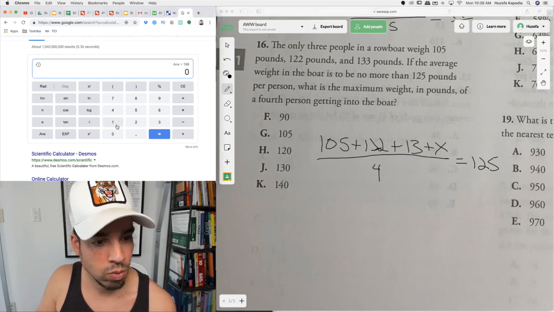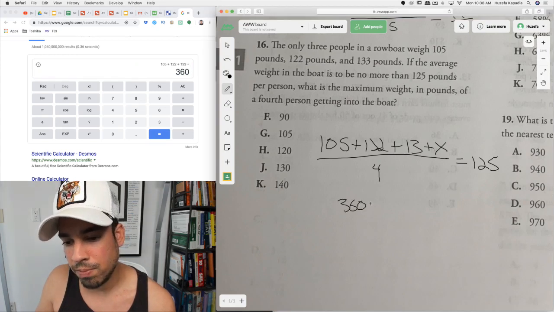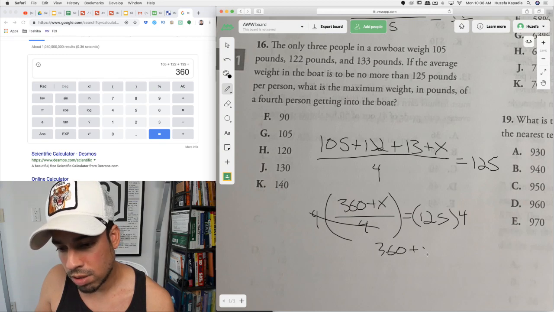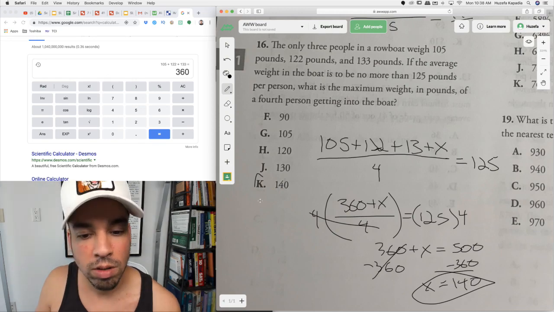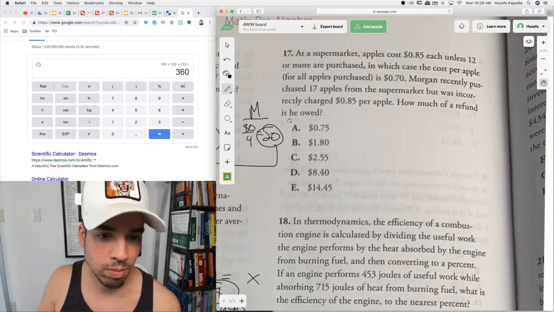So now we add these: 105 plus 122 plus 133 equals 360, plus x, over 4 equals 125. Multiply both sides by 4. And I get 360 plus x equals 500. Subtract 360. x equals 140. Boom. Must be 140. All right, we've got 3 problems left.